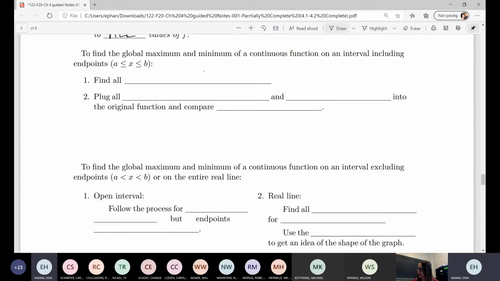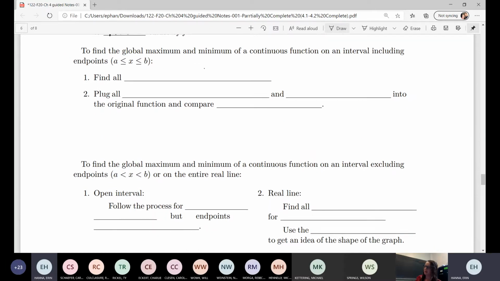To find global maxes and mins, I'll draw some pictures too to help demonstrate what I mean by these global maxes and mins. I'll do that in a second. To find a global max and a global min of a continuous function on an interval including endpoints, we're going to find all critical points. These start off just like finding local maxes and mins. We find the derivative, set it equal to 0, and see where it's undefined.